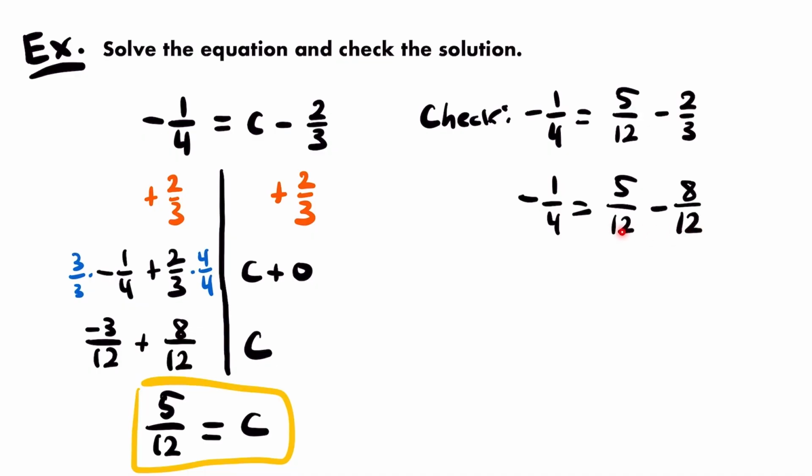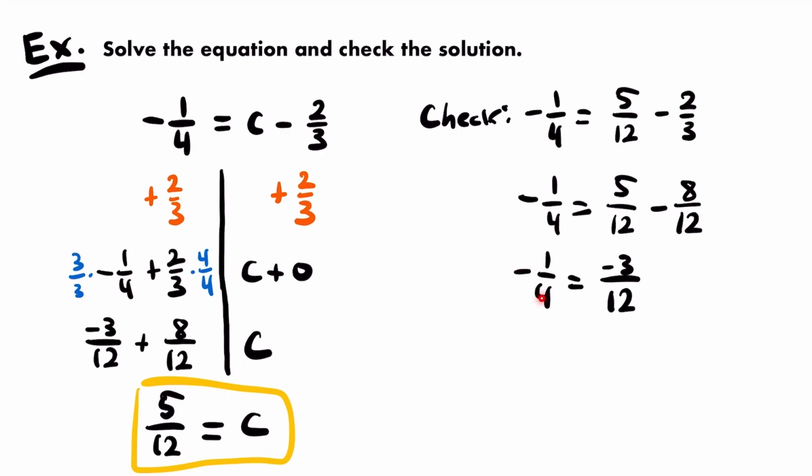And now that we have a common denominator, we can subtract the numerators. 5 minus 8 is negative 3. So we get negative 1/4 equals negative 3 divided by 12. You want to keep that same denominator. And right now it looks like we have two different values, but be careful. You want to make sure that both of your fractions are fully reduced.